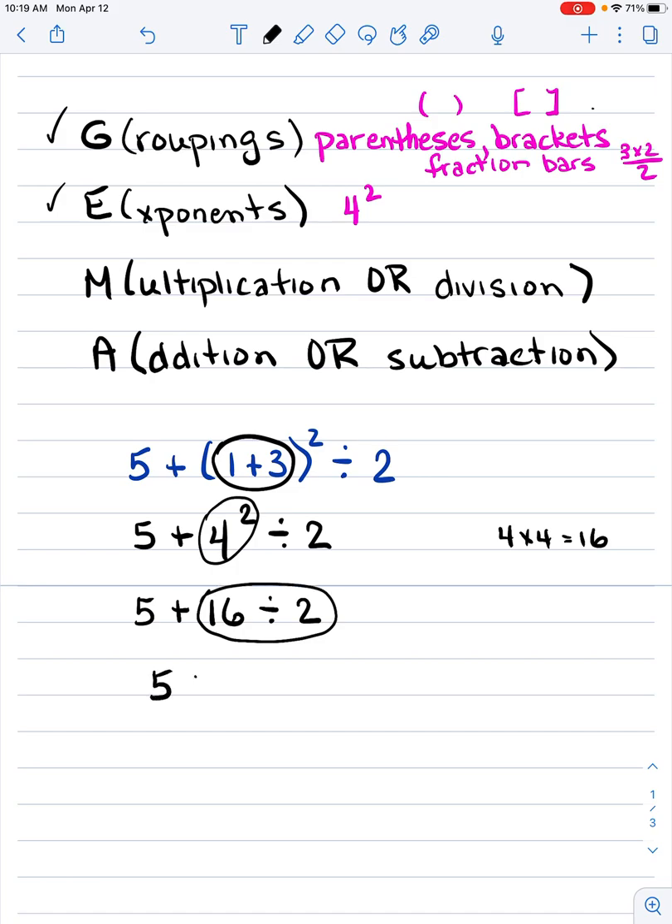Okay, 5 plus, what is 16 divided by 2? That would be 8. Any more division or multiplication? No. So I check that off. Addition or subtraction? Well, here we go. 5 plus 8, 13. And that is my answer. And I am finished. So that's the basic way that we tackle these things.